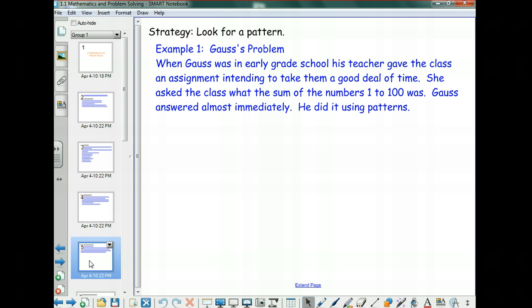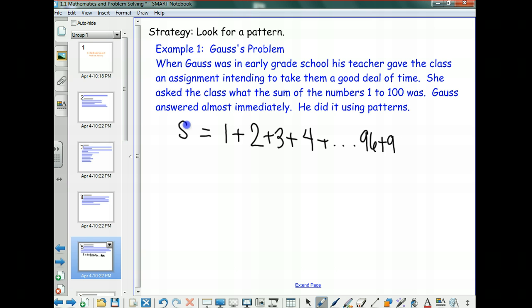So let me show you what Gauss did. And what I want to show you is how he did it using patterns. So the first thing is we're going to write down that we've got this sum, and we're going to call the sum S. And this is the sum that the teacher's asking them to find. And very legitimately, what she wants them to do is to do 1 plus 2, 3, 4, and so on, until we get to, say, 96, 97, 98, 99. Whoops, I ran out of space.